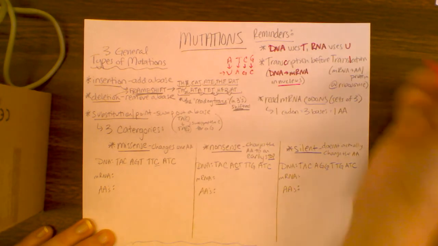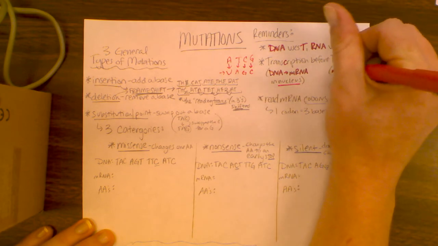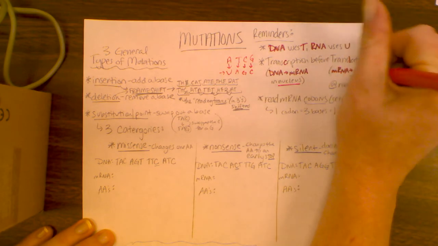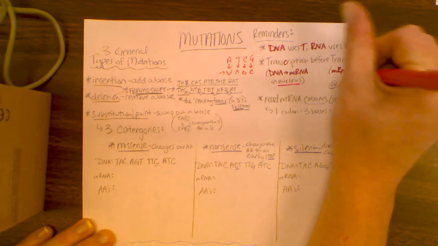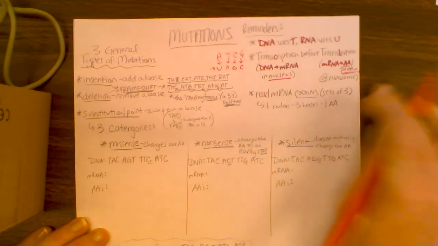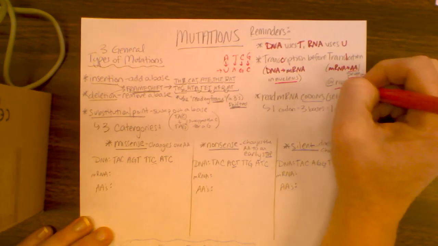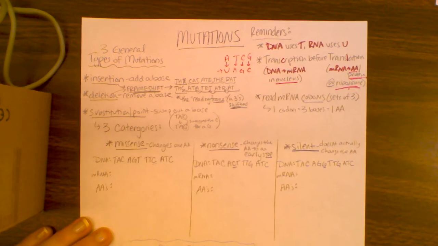And then in translation, you use that mRNA. The ribosome reads it and makes amino acids or proteins. Remember, amino acids make up proteins. It happens at the ribosome because ribosomes make protein, which is what we're doing there.